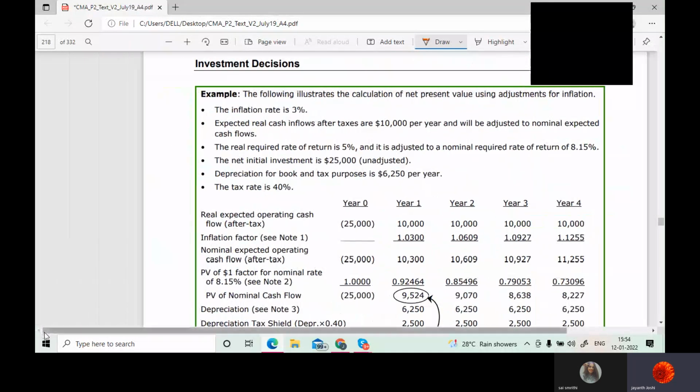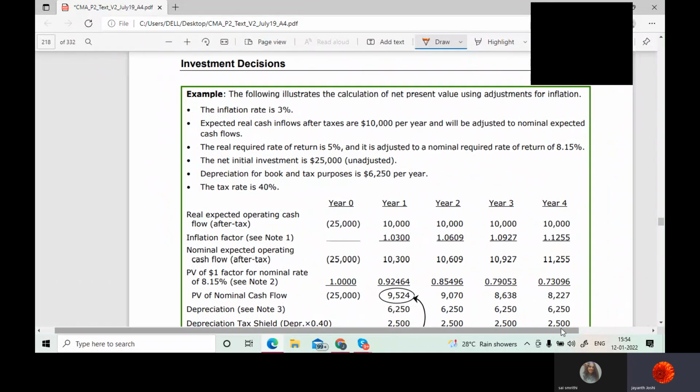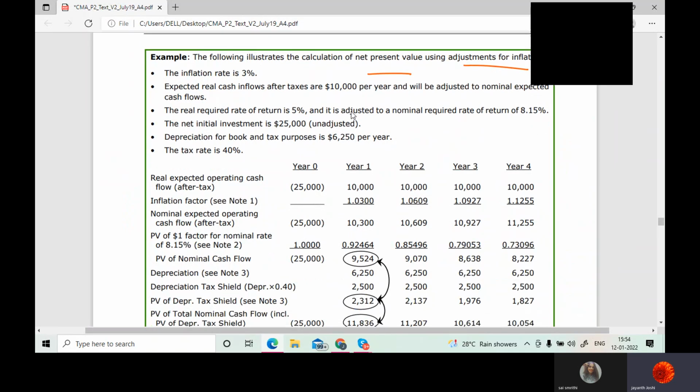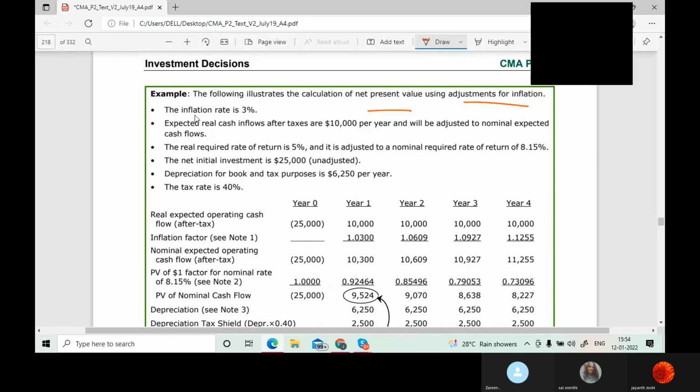The following illustration illustrates the calculation of NPV using adjustments for inflation. So as you know, we have right now seen how we make the inflation adjustment. Let's see what is happening in this question. Expected cash inflows after taxes are 10,000 per year and will be adjusted to nominal expected cash flows. So you have to adjust this with inflation. How? This particular cash flow has to be given an inflation adjustment.